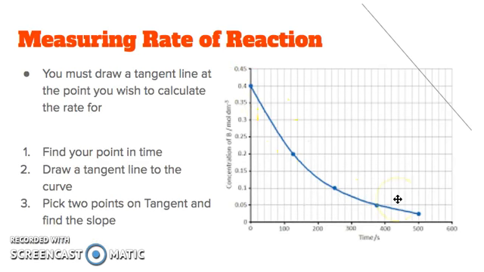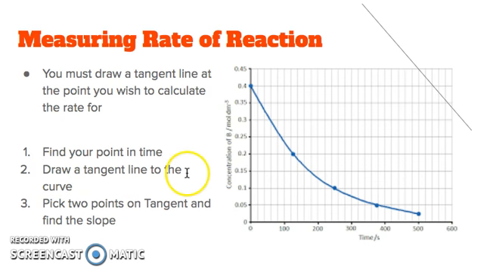And for you to find the rate of reaction, you must have a certain point. So you can't just find the rate of reaction for the total reaction because it's a curve and you can't do that. So you have to have a certain point you wish to calculate the rate for. So in my example, I'm going to use 100 seconds. So in order to find the rate of reaction at 100 seconds, you must have a specific point. You have to find the point, so it's right here.